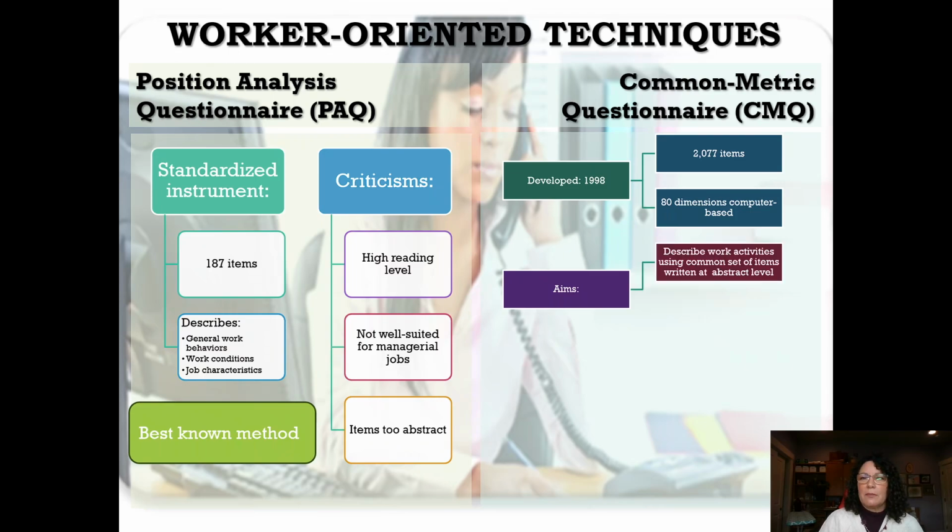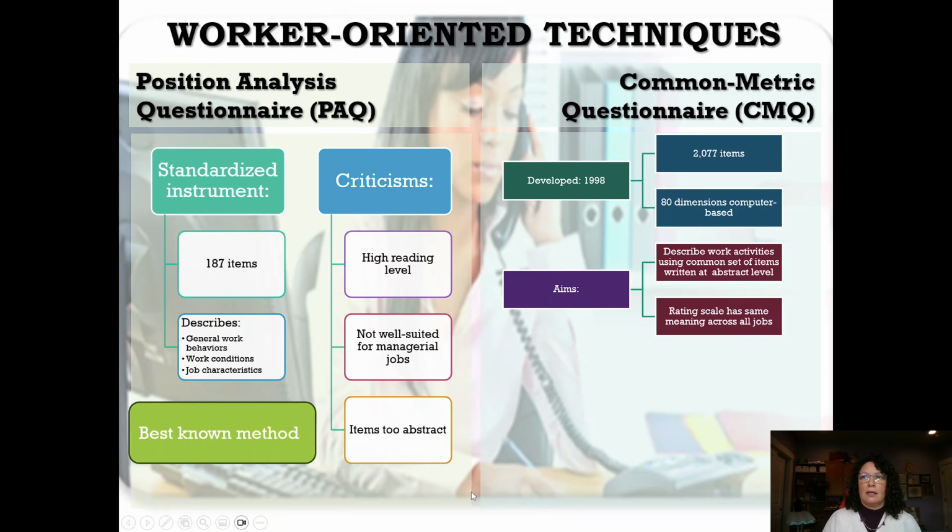The goals of the Common Metric Questionnaire are to describe work activities using a common set of items written at an abstract level. So notice that they're going for an abstract level. They're not talking about any specific job. They're talking about jobs in general. Do you do this or that? Do you do these kinds of things? It's kind of abstract in that way. And the rating scale has the same meaning across all the different jobs.